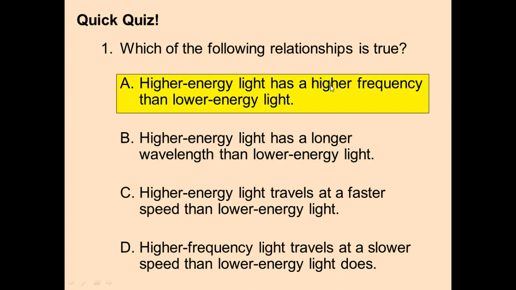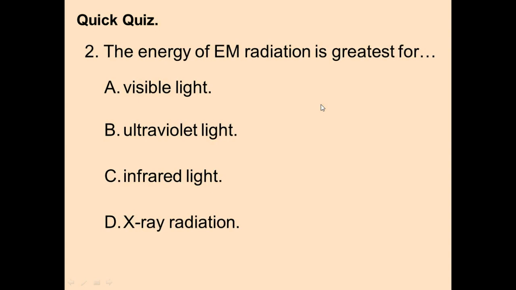High energy light does in fact have a higher frequency. So the more frequently the wave passes through, the more energy it has. And so the energy of EM radiation is greatest for A. visible light, B. ultraviolet light, C. infrared light, or D. X-ray radiation.